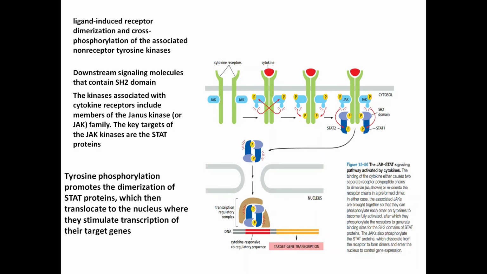This JAK protein will further phosphorylate each other, and it will also phosphorylate the receptor on the downstream part. The newly phosphorylated part will be bound by the STAT protein using SH2 domain. And now the activated STAT protein will form dimerized structure to translocate into the nucleus, and they will activate the cytokine responsive regulatory sequence, and the response will be generated.